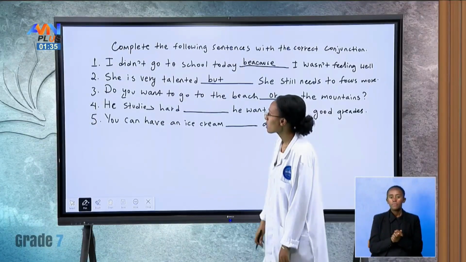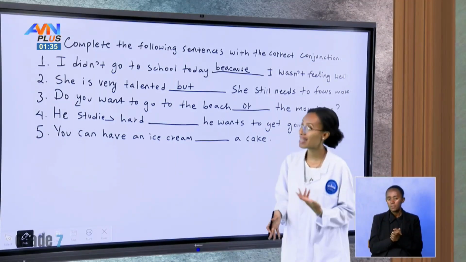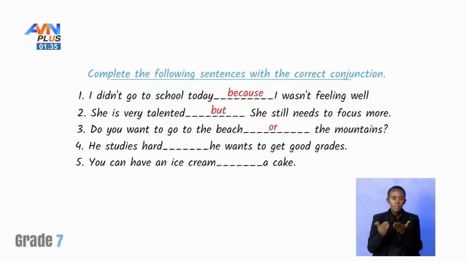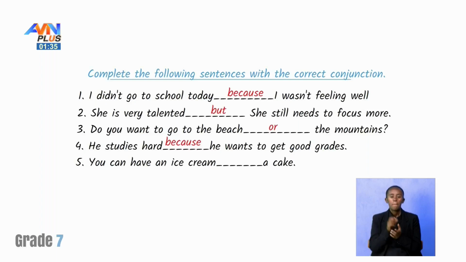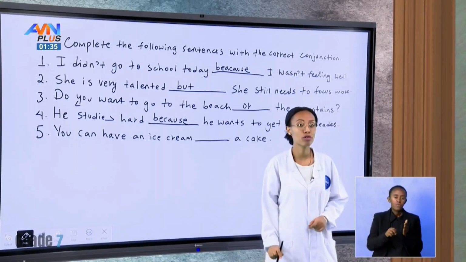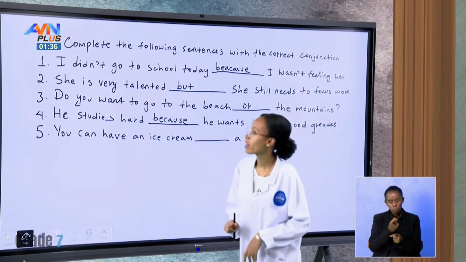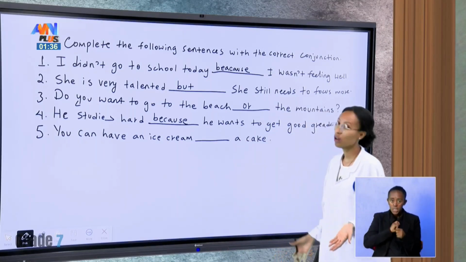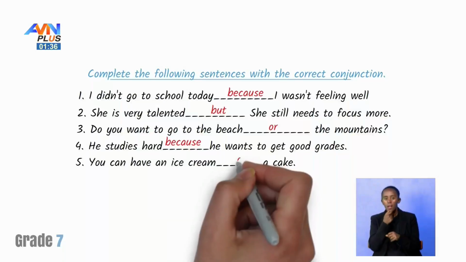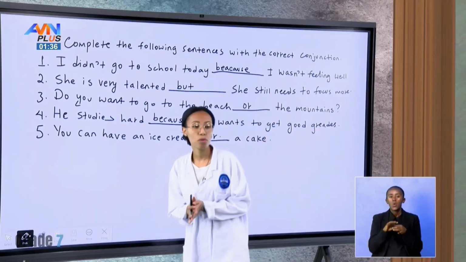Number 4, he studies hard. Blank, he wants to get a good grade. He studied hard. Why? Again, because he wants to get a good grade. So always when you're doing because, it's always answering why. Okay, number 5, you can have an ice cream, again an option, or a cake. So, or is our coordinating conjunction that we're going to use today.